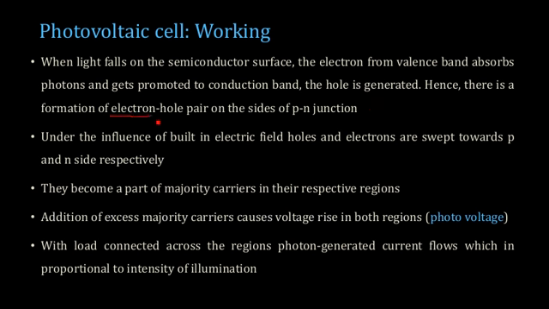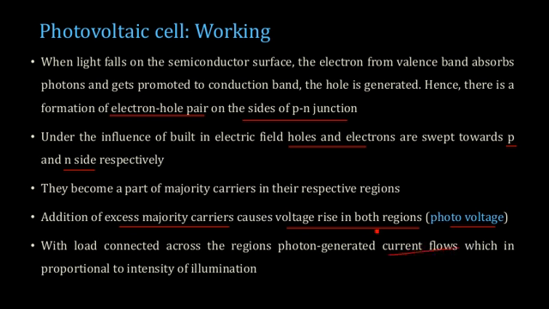You will have some electron hole pairs formed on either side of the PN junction. Holes and electrons accumulate on the P and N sides, and the excess majority carriers produced by this process cause the voltage to rise in both the regions, which is known as the photovoltage. Once a voltage is there, and you connect this cell to an external circuit or a resistive circuit, you will have some current flowing.